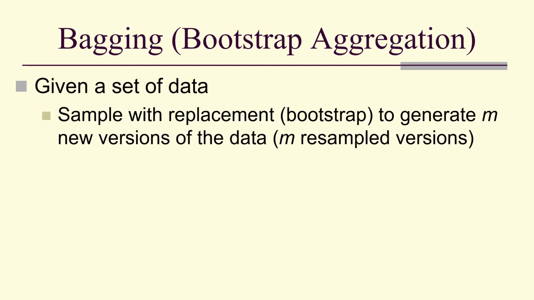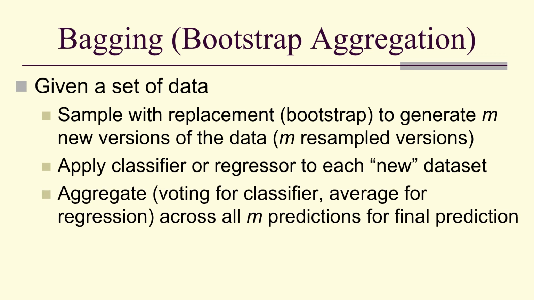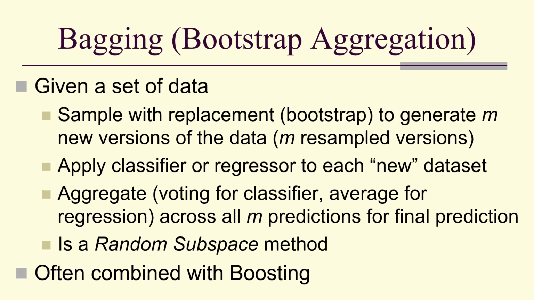One way to introduce a more sophisticated approach is to use what's called bagging, bootstrap aggregation. Given a set of data, sample with replacement to generate m new versions of the data, m resampled versions. Apply the classifier or regressor to each new data set, then aggregate: voting for classifiers, averaging for regression, across all m predictions to get a final prediction. It's what's known as a random subspace method. It's often combined with boosting. We'll see that in the next video.